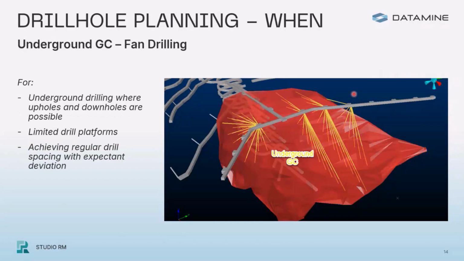And finally, underground GC. It's a concept called fan drilling. I'm sure it's not a foreign concept to most of you, but for the sake of this presentation, I'll just mention that underground drilling, both upholes and downholes, is possible. And generally, you'll have limited drill platforms because, again, we're in situ rocks. You can generally only drill from where there's a development. So in order to achieve regular drill spacing with the expected deviation, you do have to plan your drill holes accordingly.